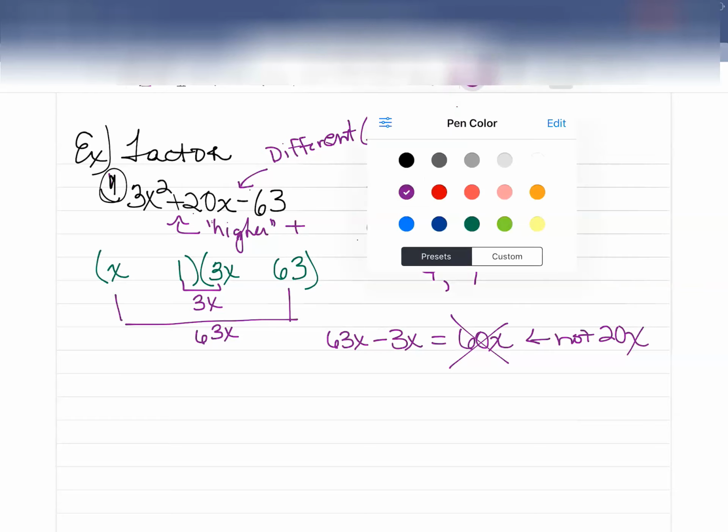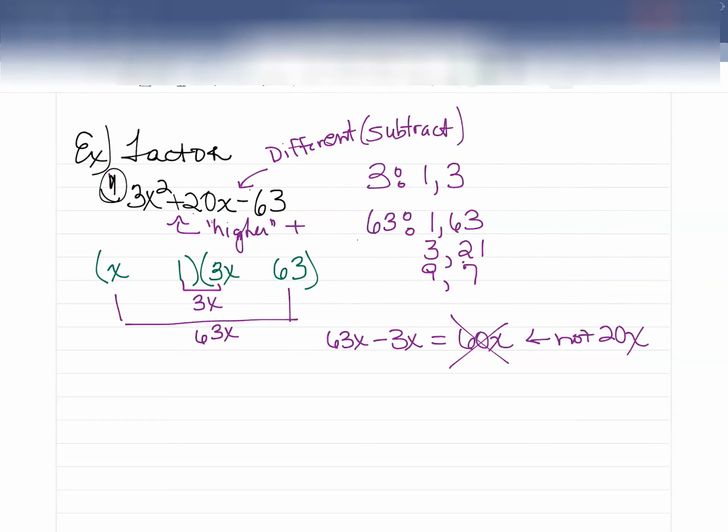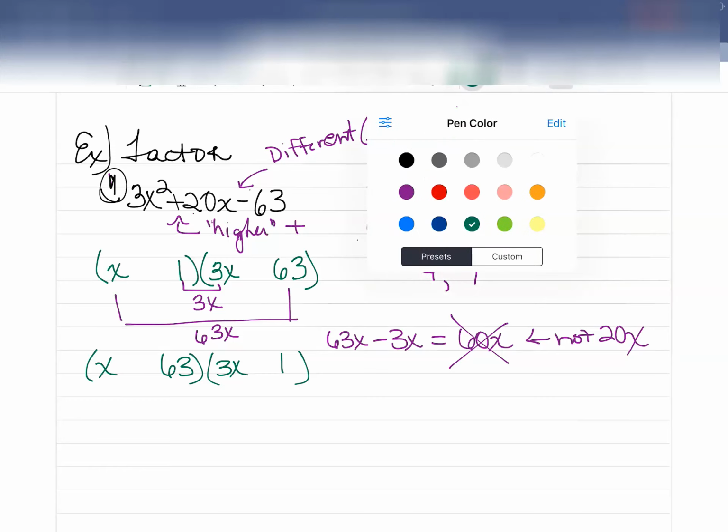So the next thing I'm going to do is I'm going to leave the x in the front. I'm going to leave the 3x in the front. And I flip-flop the order. I put the 63 in the back of the first one, and the 1 in the back of the second one. So notice I left the 2 fronts alone, and I just flip-flopped the other ones. Because it may not have worked in the order it was in, but it may work if I flip it. So I flip the order.